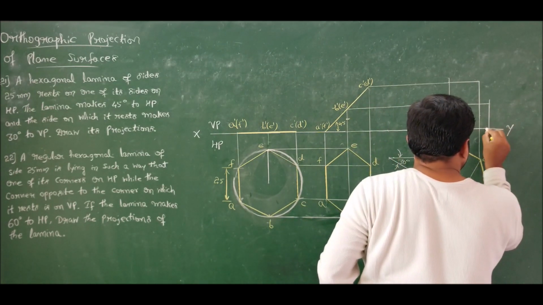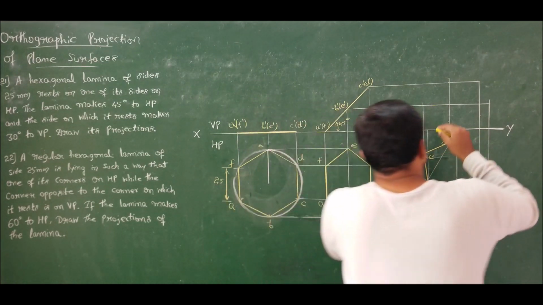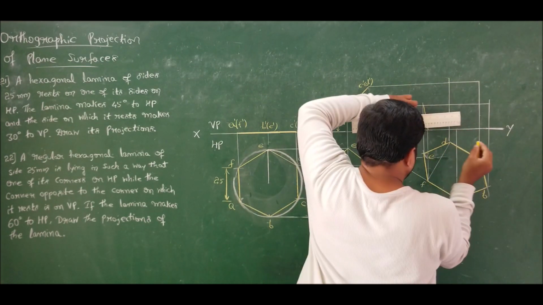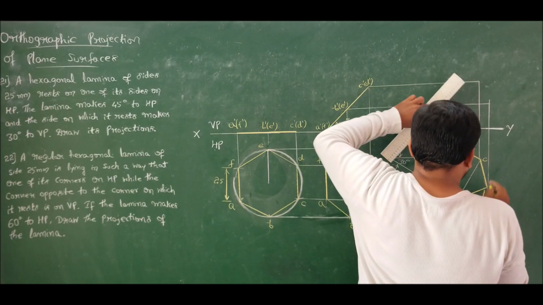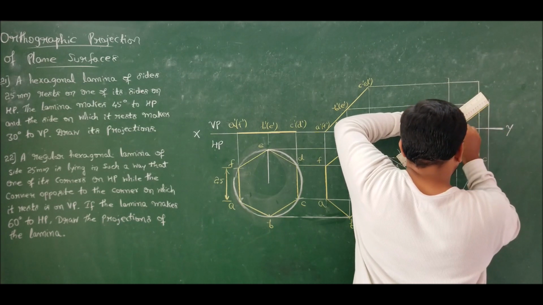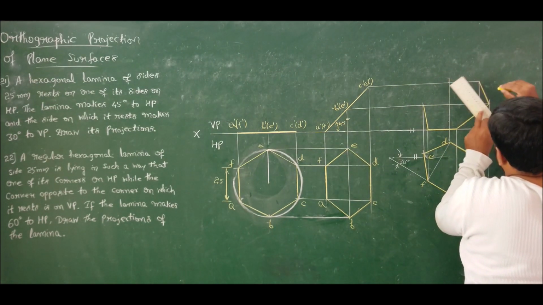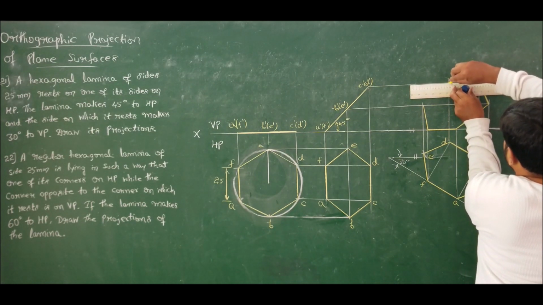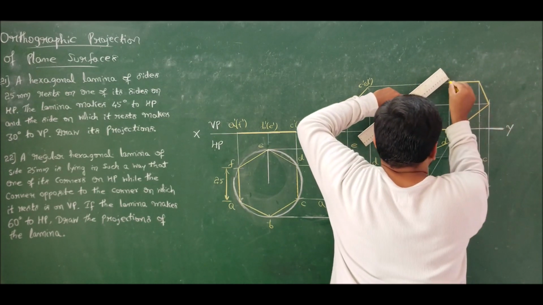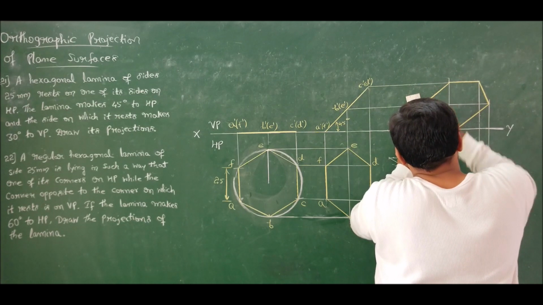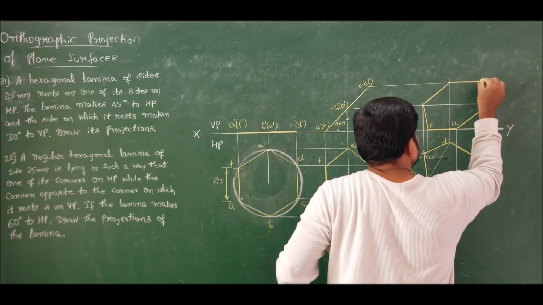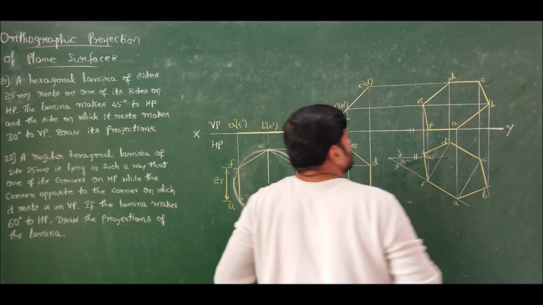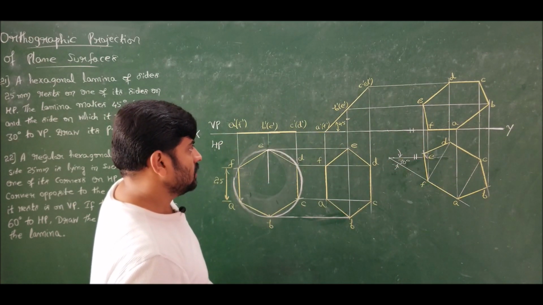So this is our XY reference. Now connect these corners. FA is the resting edge, then A to B, B to C, C to D, and D to E. So we have F, A, B, C, D and E. Correct? Yes.